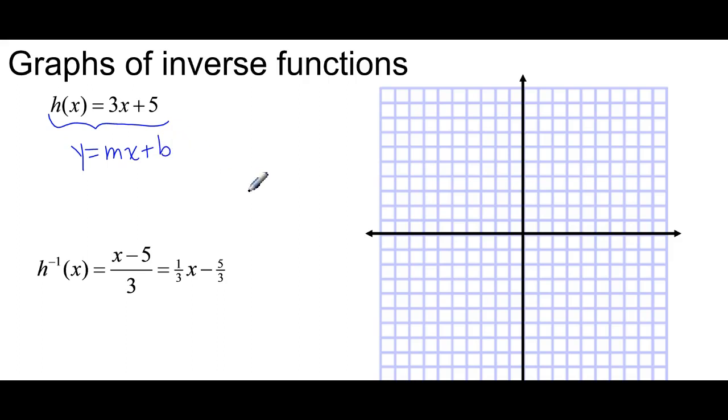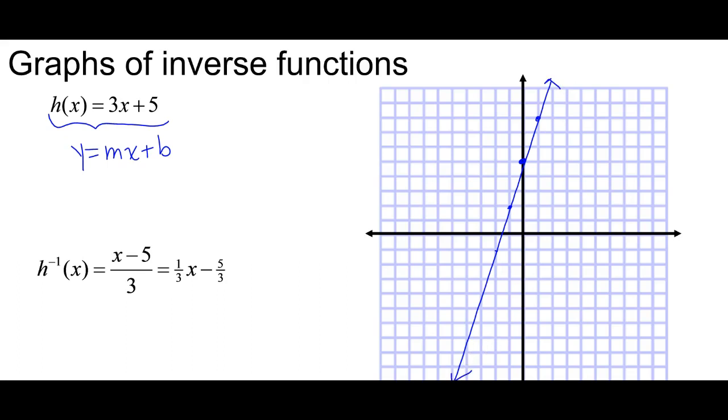That's a straight line. It's got a y-intercept of 5, so let's see, 1, 2, 3, 4, 5 up there. It's got a slope of 3, so it's going to go through that point, and that point, and that point, and so on. I'll just go ahead and grab my ruler and connect the dots there. And there's the original function's graph.